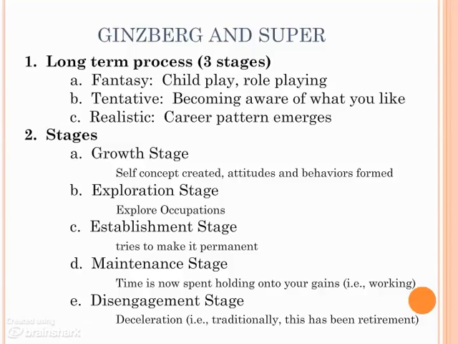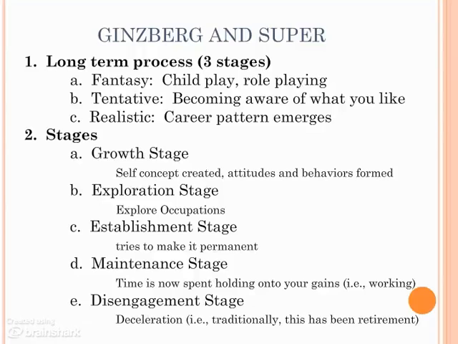Next, we will be discussing Ginsberg and Super and their theories of career development. Ginsberg's theory is based on a long-term process and made up of 3 different stages: the fantasy stage, the tentative stage, and the realistic stage. For the fantasy stage, this is where there's child play or role playing, so you see little kids pretending to be doctors or pretending to be teachers.